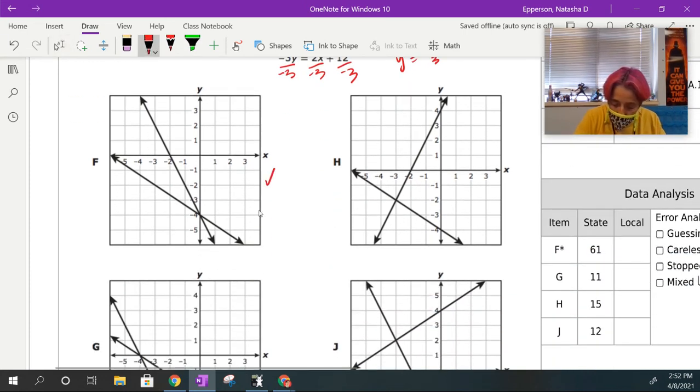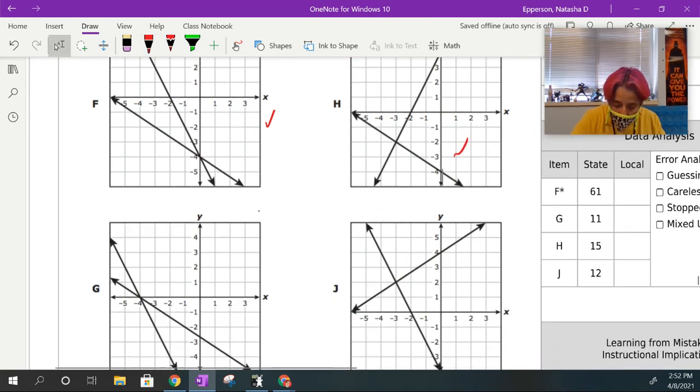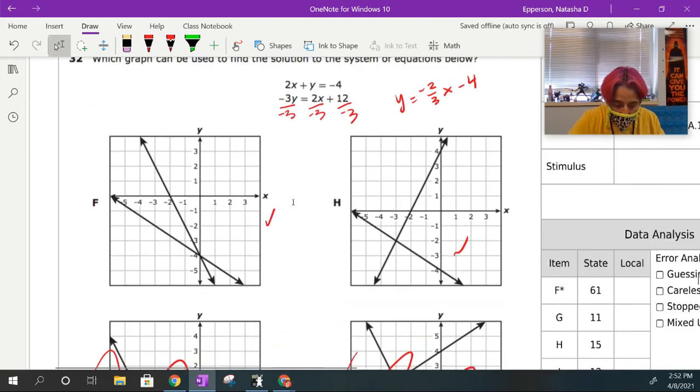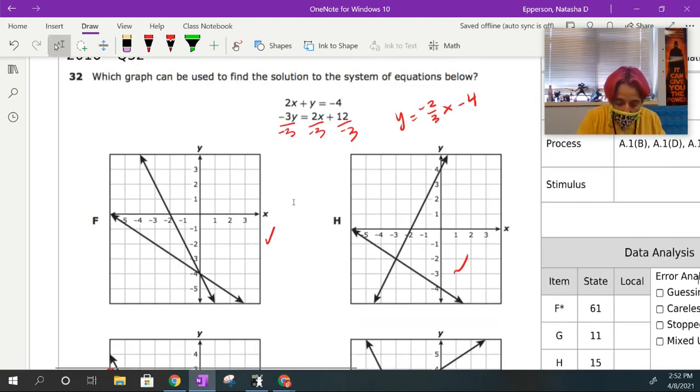This one does, this one does, this one does not, so I can eliminate that one. This one also does not, so I can eliminate that one. Now we're either looking at F or H. All right, let's look at the slopes, the ones that have a slope of negative 2/3. So I got a point there, and I got a point there. I'm going down 1, 2, so that's negative 2. Run 1, 2, 3. That has a slope of negative 2/3.